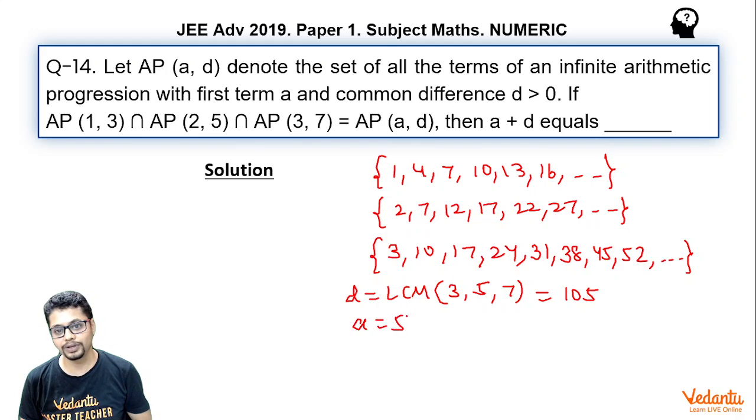So a becomes 52, and what we want is a plus d, which is 52 plus 105, which essentially becomes 157, which is our answer.